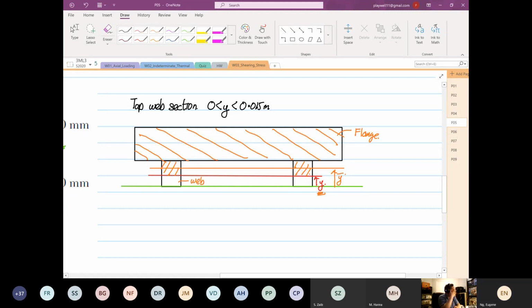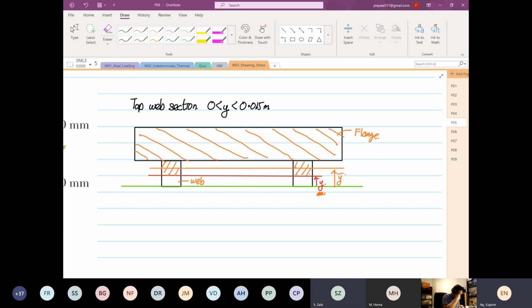Constant. I repeat again, right? Regardless of where your Y moves, your flange is always a what? A constant. Your first moment of area for your flange will always be a constant. Am I right? Okay.